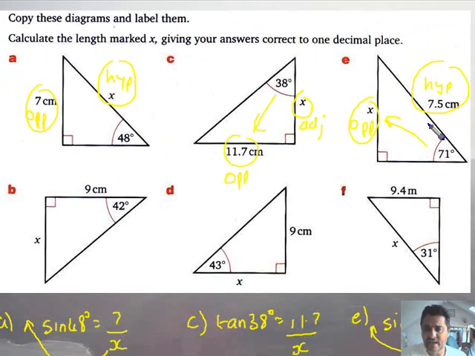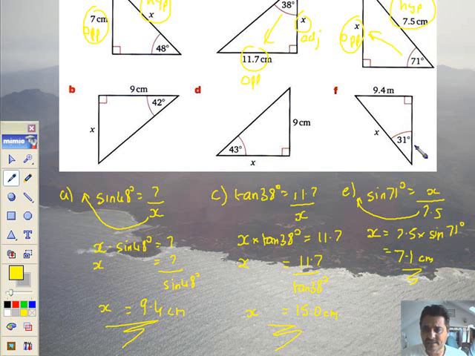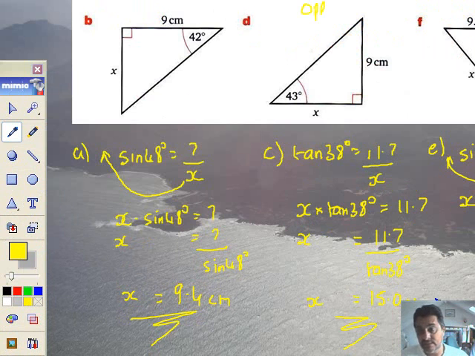Alright, dead easy, isn't it? So let's just recheck again. Op over hype is the sine of 71, so that'll be x over 7.5. Take it over and multiply, press equals, and there it is. Beautiful, isn't it? Now, is there a chance to do f?